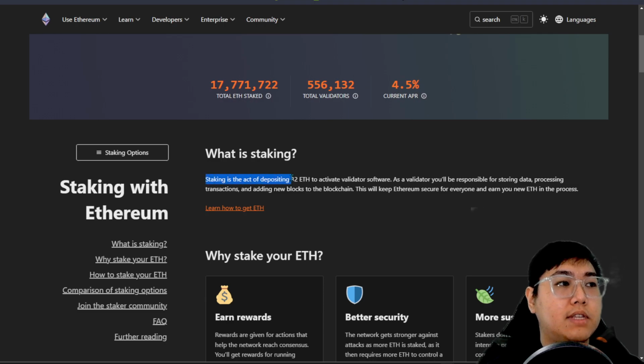Staking is the act of depositing 32 Ethereum as collateral, so you have skin in the game for the network itself, so you can validate blocks, and from there you can do transactions, and after that you can generate passive income.